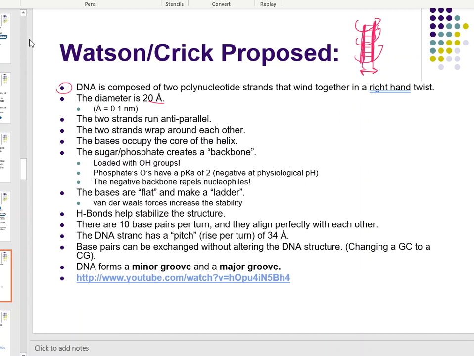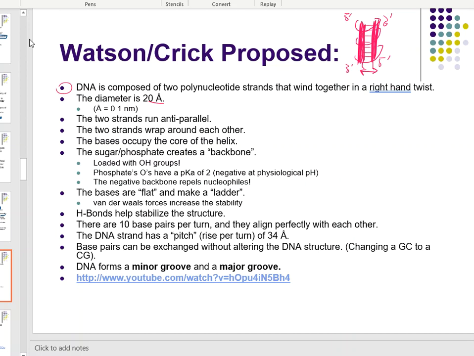The two strands run anti-parallel. So what that means is that if this is 5' and this is 3' on this chain to the left, then over on the right-hand side, it's going to run backward. So this is now the 3' and this is now the 5'. That is what we call anti-parallel to each other.